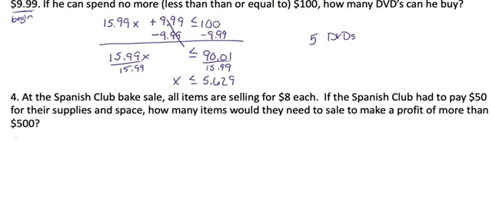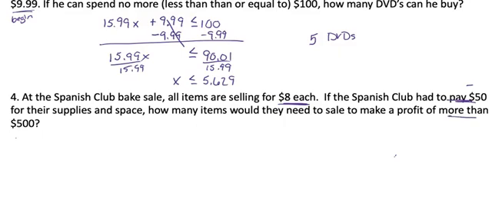At the Spanish Club bake sale, all items are selling for $8 each. Okay, $8 each. That's multiplication. If the Spanish Club had to pay $50 for their supplies, so that means that they had to take $50 out of their pocket, that's a takeaway, that's a subtraction, to get their supplies in place. Now, they only did that one time, right? They had to just pay it once. How many items would they need to sell in order to make a profit of more than $500?